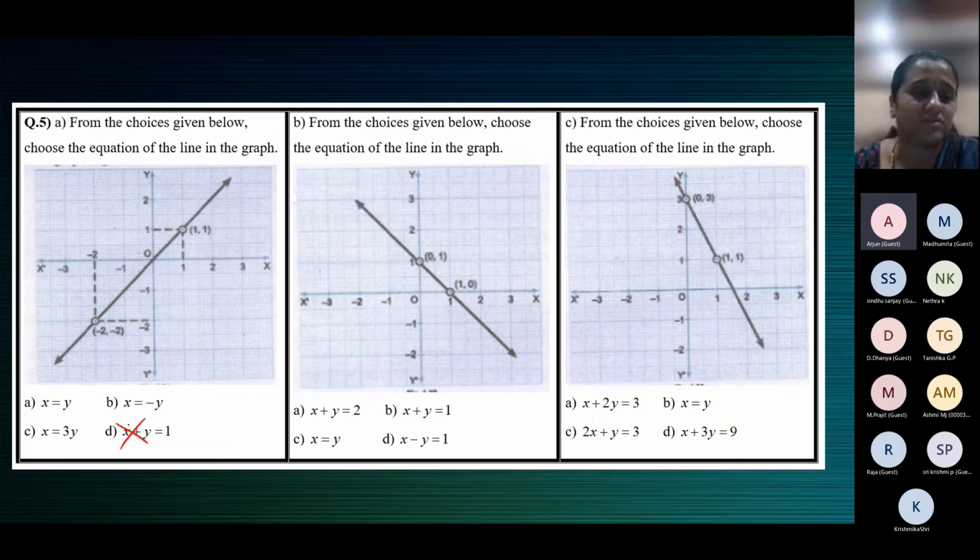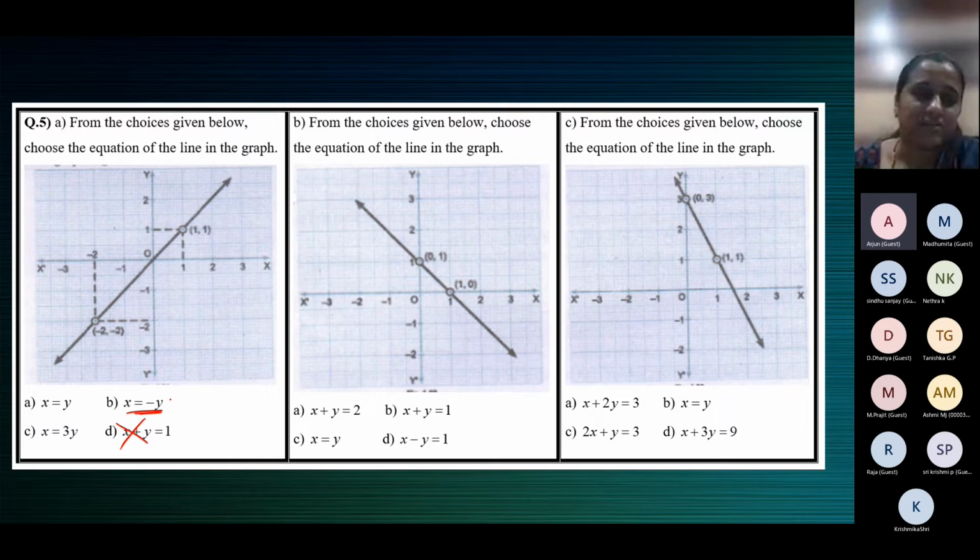Now you'll have to check the others. Now look at this. x is equal to -y. That is, if x is 3, then y is -3. They're negatives of each other.